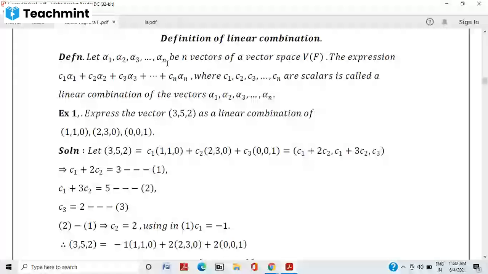Then we have defined linear span also. What does linear span mean? The set of all linear combinations is said to be the linear span. Now we will move on to the problem.